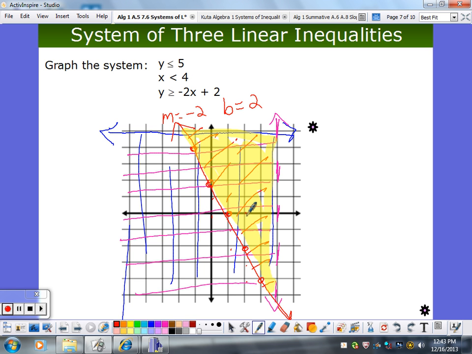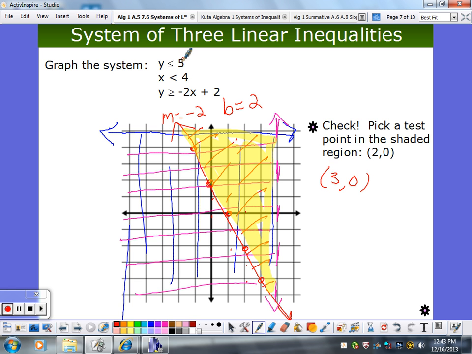Let's pick one. I'm going to pick, what do I want to say here? I'm going to do 3, 0. I don't like 2, 0. So is 0 less than or equal to 5, right? Because my y is 0. Is that true? Yeah. X is 3, is that less than 4? Yeah.